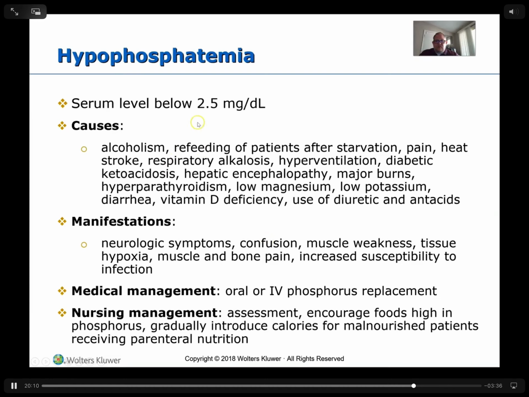Hypophosphatemia is a serum level below 2.5. Several of the same causes that we've seen before: alcoholism, refeeding of patients after starvation, pain, heat stroke. Just going through a couple of these manifestations, you're looking at neurologic symptoms, confusion, muscle weakness, tissue hypoxia, muscle and bone pain. Medical management is going to be oral or IV phosphorus replacement. You're going to encourage foods high in phosphorus, gradually increase calories for malnourished patients receiving parenteral nutrition.